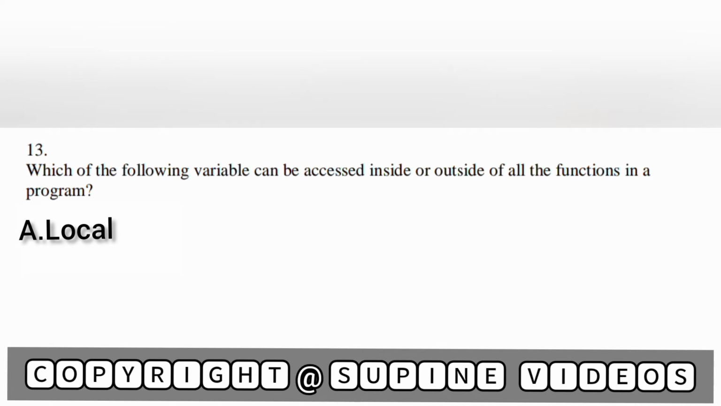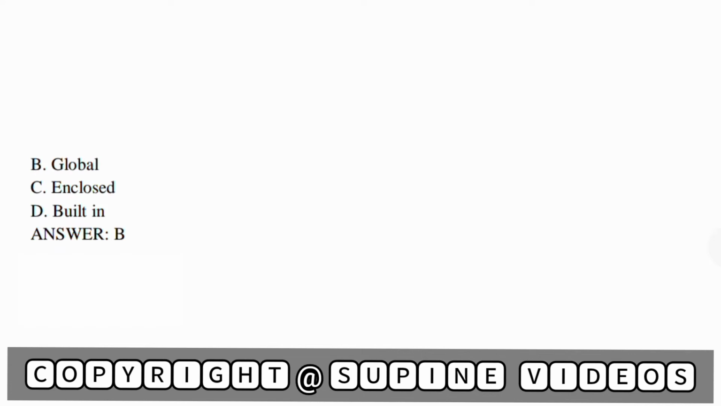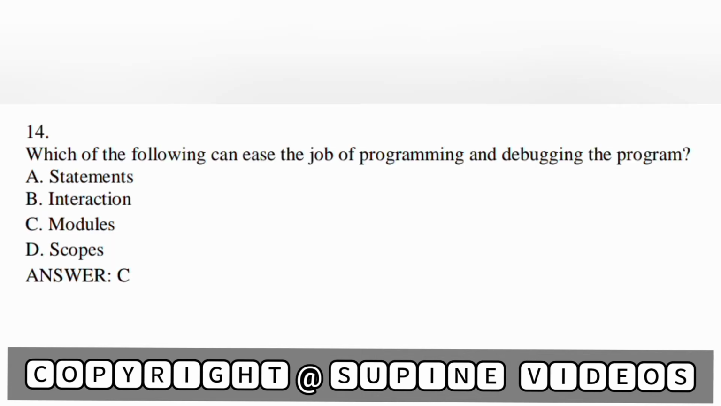கொஸ்டின் நம்பர் 13. Which of the following variable can be accessed inside or outside of all the function in a program? Your options are A. Local, B. Global, C. Enclosed, D. Built-in. The answer is option B. Global. கொஸ்டின் நம்பர் 14. Which of the following can ease the job of programming and debugging the program? Your options are A. Statement, B. Interaction, C. Modules, D. Scopes. The answer is option C.